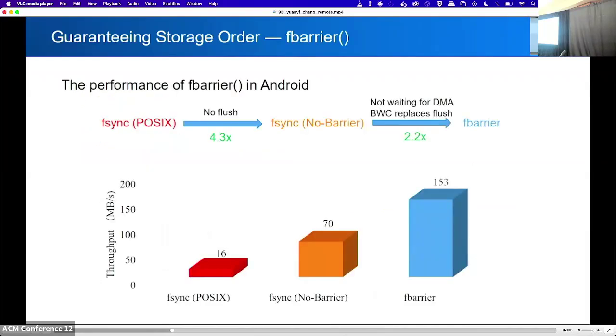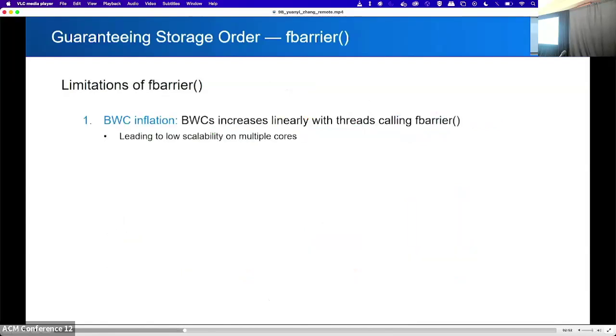This is the 4 KB I/O throughput measured in Android smartphone. We can see that fbarrier achieves much higher throughput. In no barrier mode, fsync doesn't send flash command, so the throughput is higher than POSTECH by over 4 times. But there are still some limitations of fbarrier.